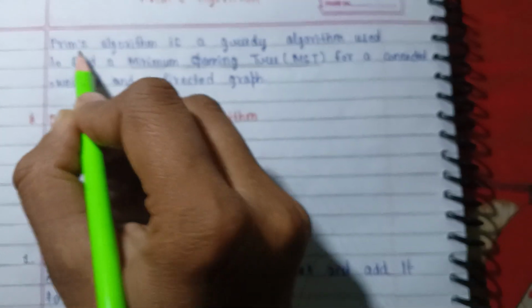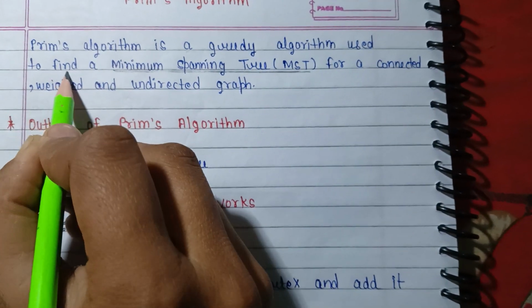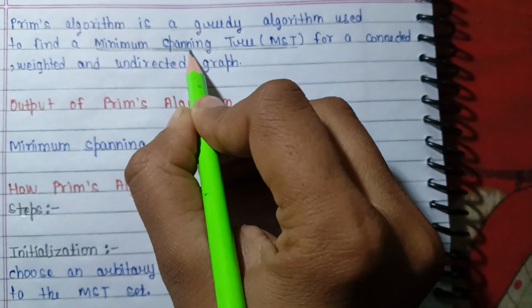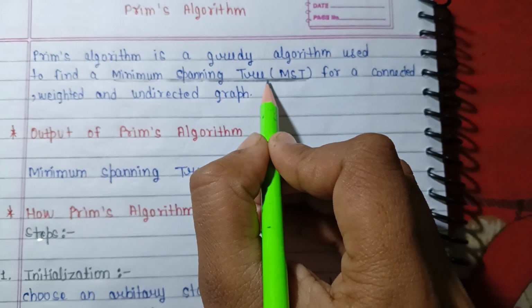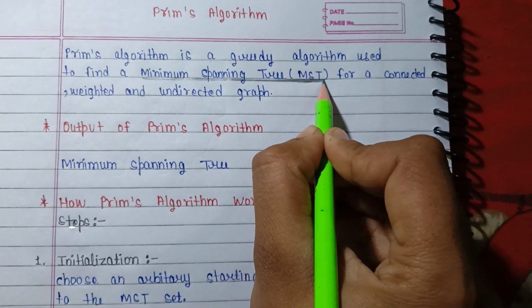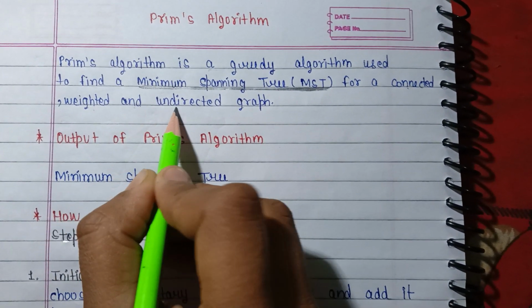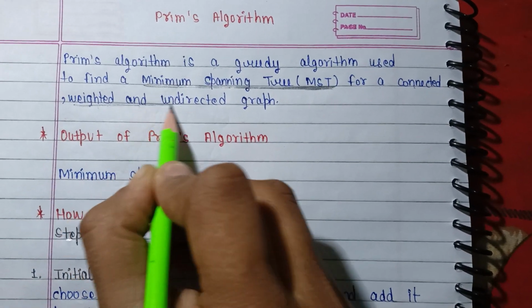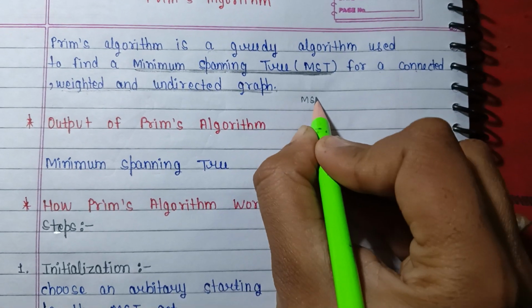So Prim's algorithm is a greedy algorithm used to find a minimum spanning tree. That means we use Prim's algorithm to find the minimum spanning tree for a connected, weighted and undirected graph. Basically, we use Prim's algorithm to find the MST.